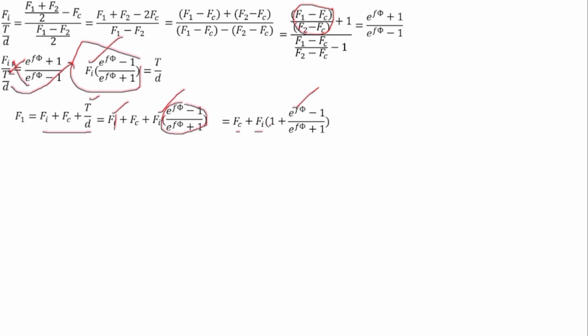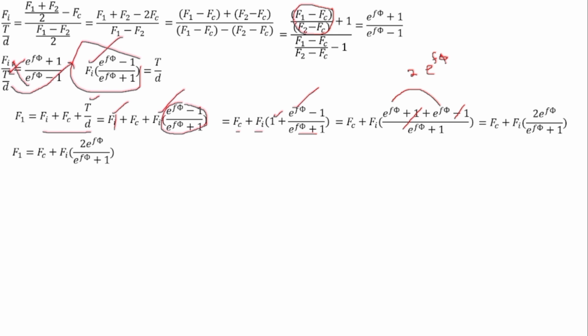Now take LCM. So multiply this term over here with this one. You're going to get this. Now this and this will get cancelled out with each other, and these two will be added with each other to give you 2 into exponential of f pi. So you are going to get this equation. This is f1. And similarly, the same procedure can be applied for f2.